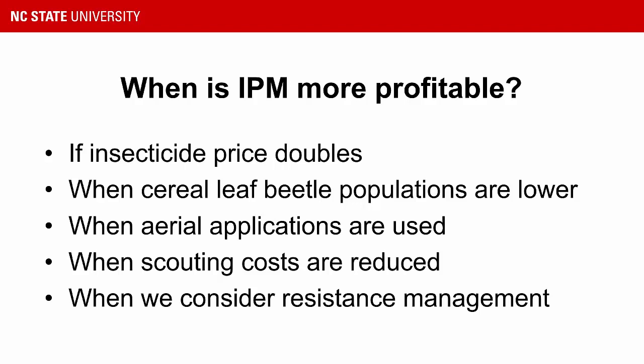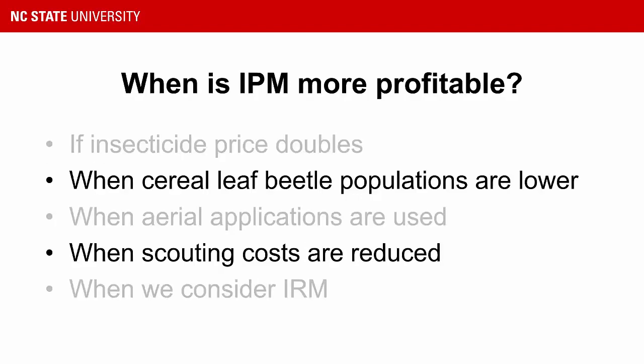It's also more profitable when aerial applications are used because you're not driving over your wheat, when you can reduce scouting costs, and then of course when we consider resistance management. If we use tank mixing all the time, we're going to develop resistance to insecticides quicker. What I want to talk a little bit about today is cereal leaf beetle populations and scouting costs.